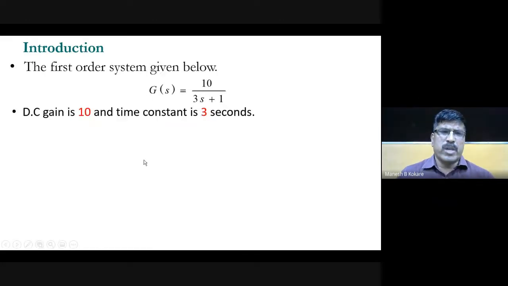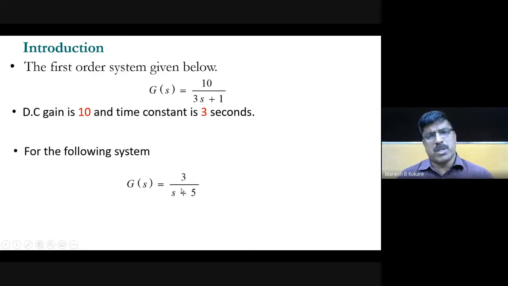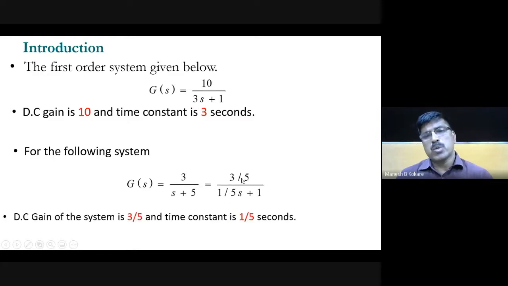Yesterday we took this example: the transfer function of the system is G(s) equals 10 by 3s plus 1. Here the gain is 10 and the time constant is 3 seconds. We also took a problem to find the time constant and system gain. You cannot tell directly, because you have to make it 1 plus S form. For that, divide the numerator and denominator by 5. Then the system gain is 3 by 5 and the time constant is 1 by 5, since the coefficient of S is 1 by 5, which is the time constant, and the DC gain is 3 by 5.